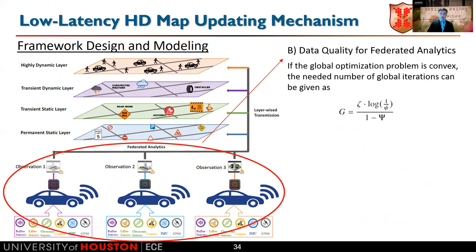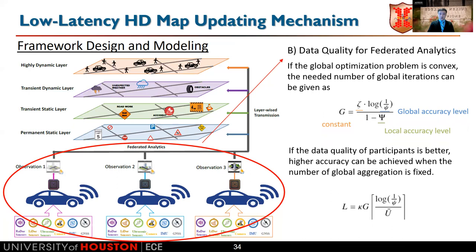The next one is big data for federated analytics. Because the vehicles are in different locations and have different views, in order to build up a complete HD map, we need to gather information from all these different vehicles. This process is modeled as federated analytics. For the distributed optimization, if the global optimization problem is strongly convex, the general upper bound on the number of global aggregations can be given like this, where the parameters are defined as shown. Also, for the federated mechanism, if the data quality of the vehicles is better, then higher accuracy can be achieved.